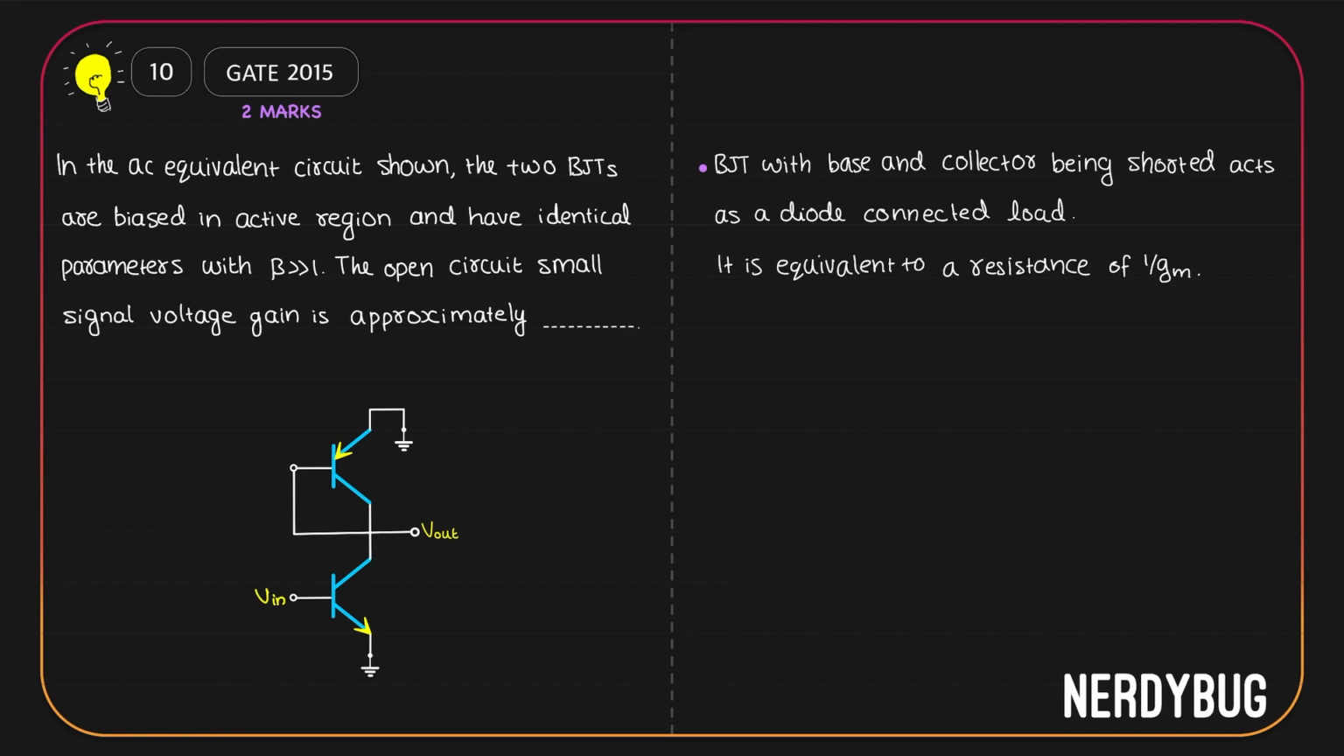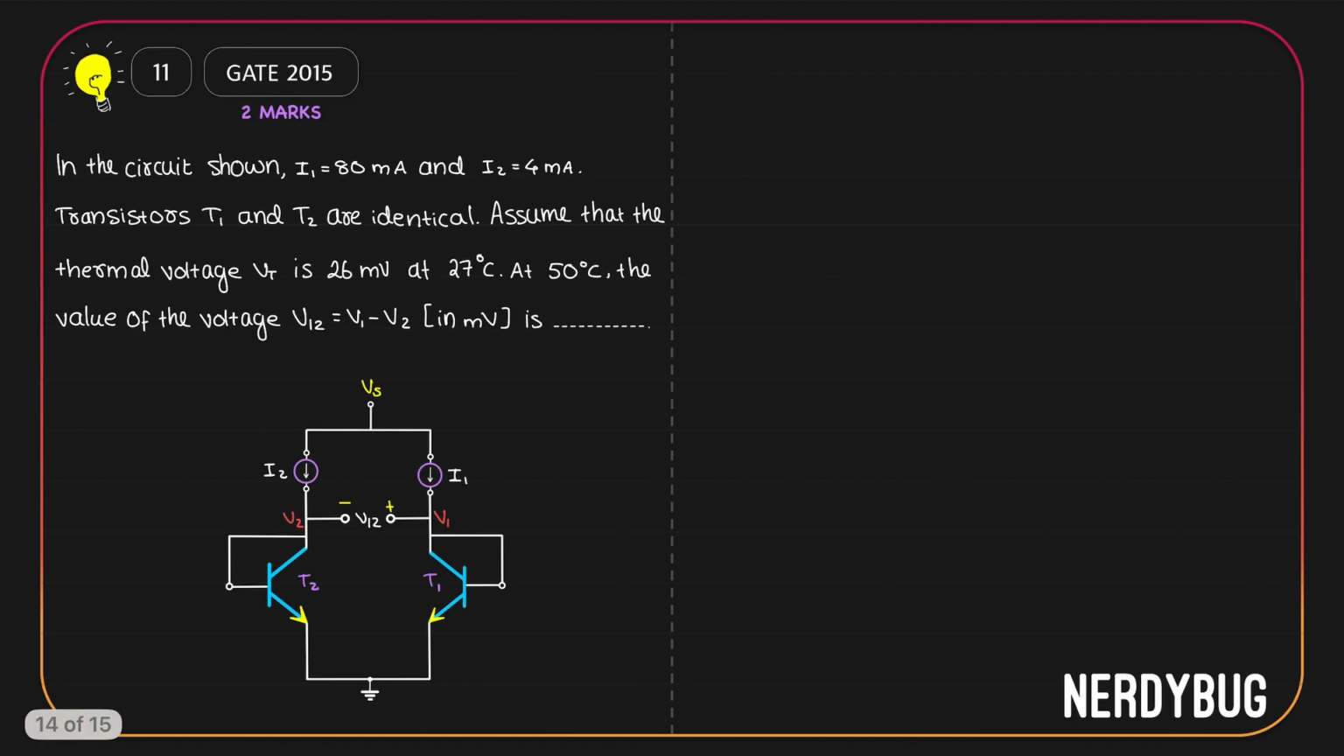We already learned it is equivalent to a resistance of 1 by Gm. So basically here we have a transistor which has a resistance 1 by Gm at the collector. Input is given at the base, output is taken at the collector. So this is a common emitter amplifier. Gain of a common emitter amplifier is minus Gm RC. Here RC is 1 by Gm. That means the gain is minus 1. Let us see the next problem.